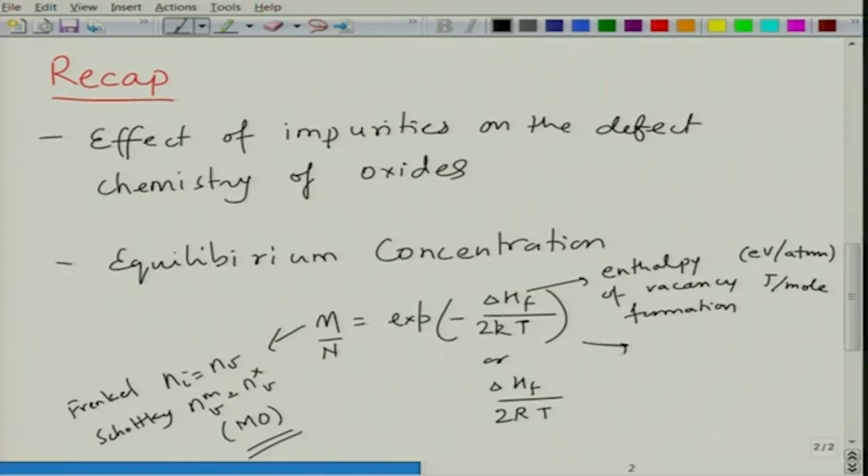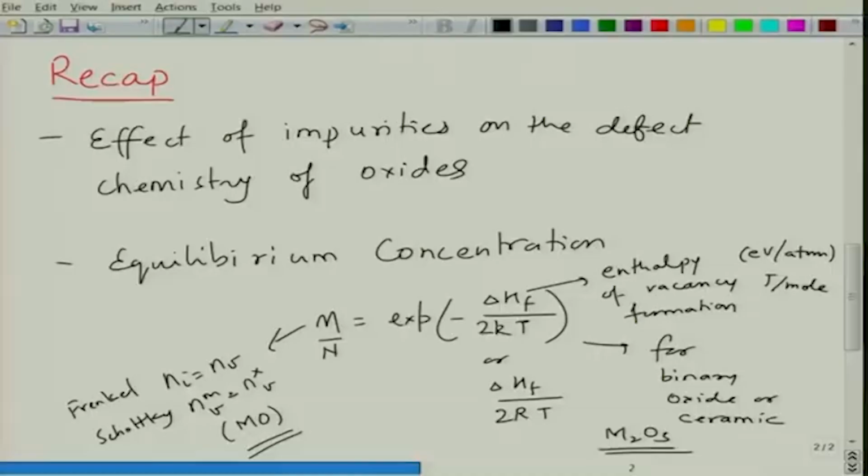So, this is basically for a binary oxide or ceramic, but if you do the analysis for something like M2O3, then it would be different. If you do it for M2O5, it would be different. The denominator will not remain the same, because the number of vacancies that you create as a result of defect formation will be different for every cation vacancy or cation interstitial.